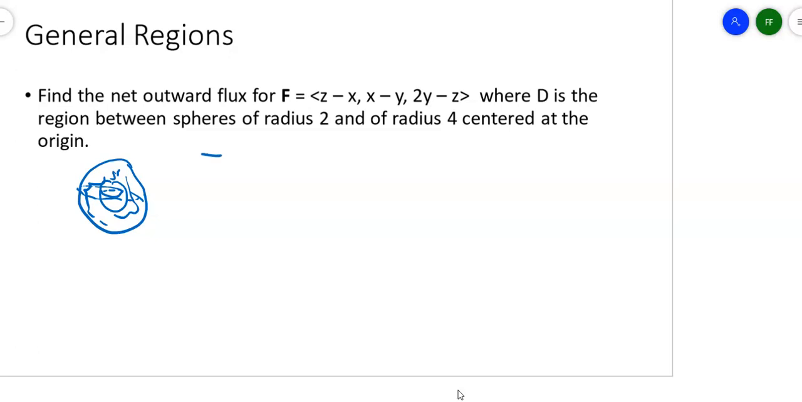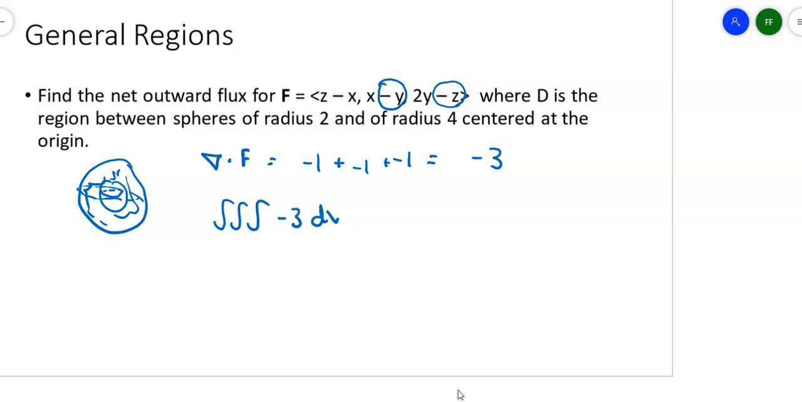Well, first thing is I should take the del operator dot the vector field. So take the derivative of the first with respect to x, and I get -1. Take the derivative of the inside piece with respect to y, and again I get a -1. Now take the derivative of this third piece with respect to z, and again I get a -1. So the dot product is -3, which means I'm integrating a triple integral of -3 dV. Now I've got to figure out what the volume is.